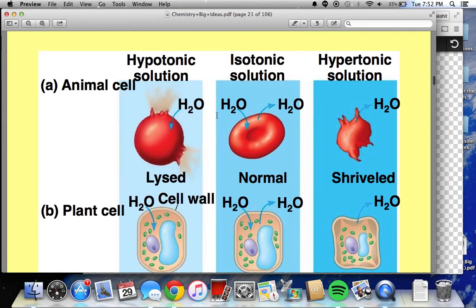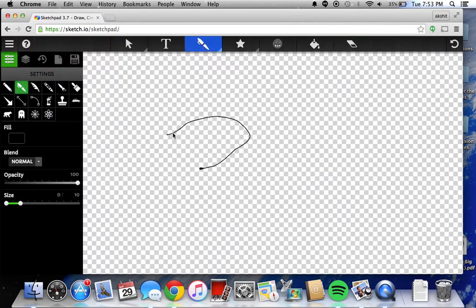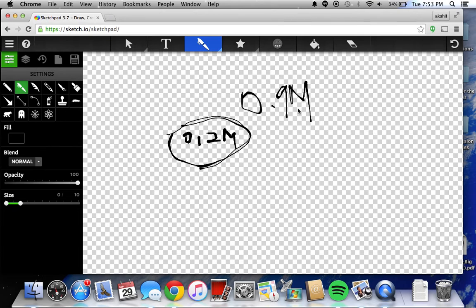And let me just explain in different ways. So let me start with the animal cell. In an isotonic solution in an animal cell, water goes in and out and the cell is normal and healthy. Let me draw a picture. So this is the cell. Outside, let's say it's 0.9 molar, and inside it's 0.2 molar. I'm going to do a hypertonic solution. So this is hypertonic because outside is greater than inside.